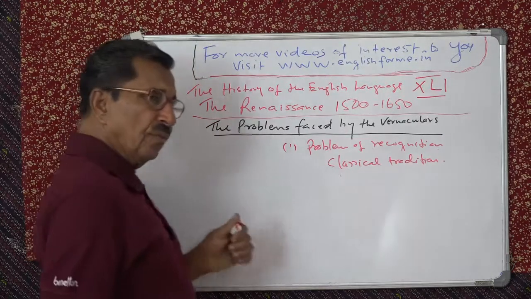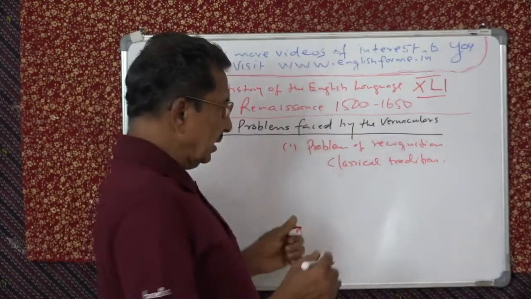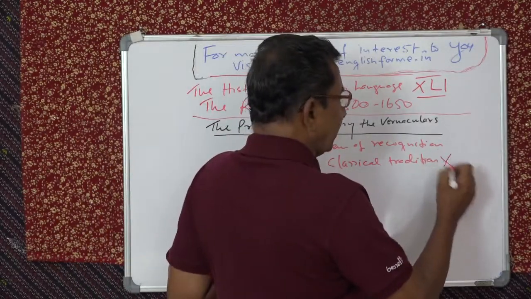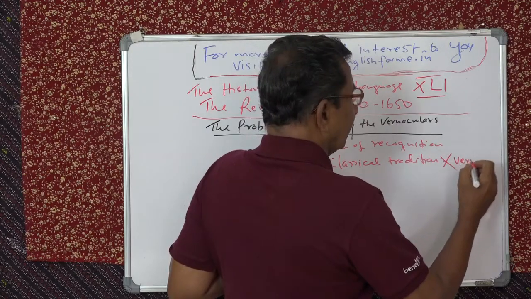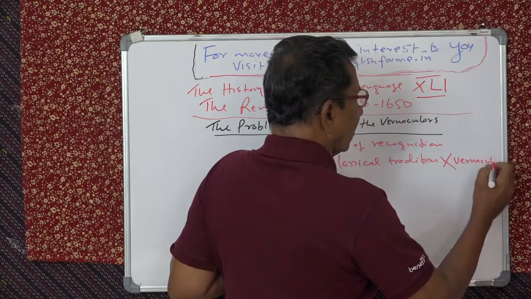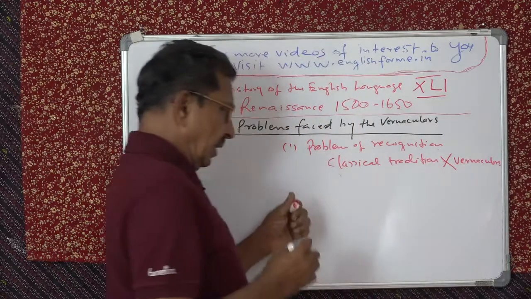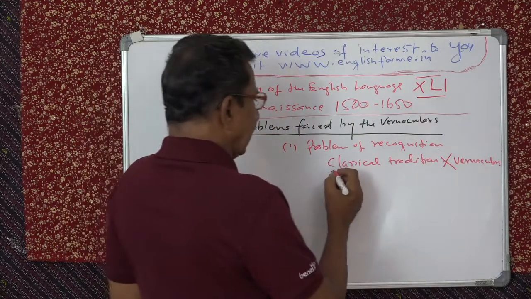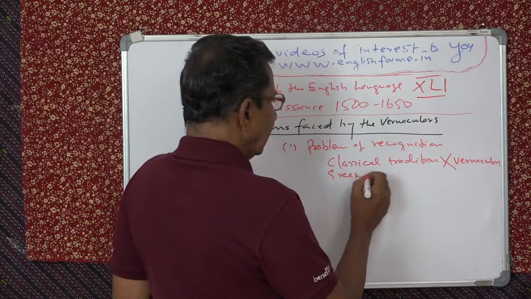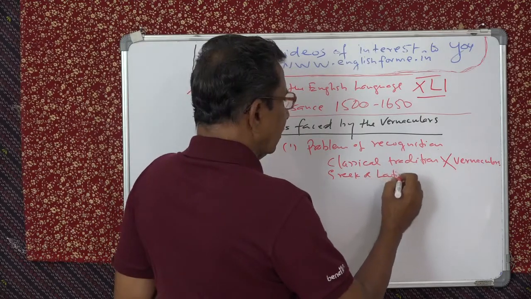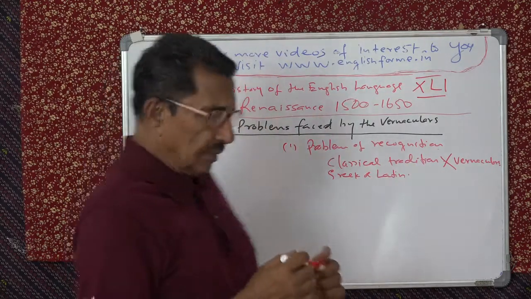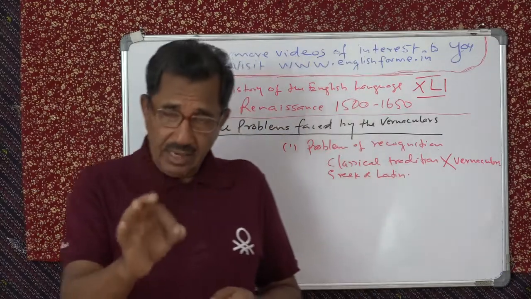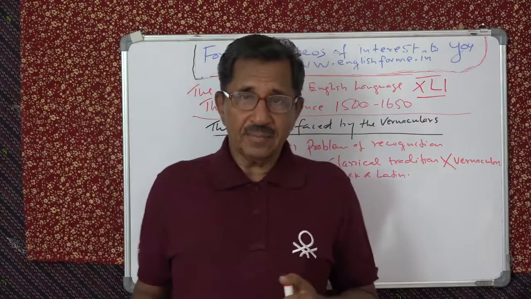Supporting the use of the classical tradition versus, you can say, the battle with the vernaculars. This is the situation. The classical languages were Greek and Latin. So those people who supported the classical tradition said that Latin and Greek are the key to the world's knowledge.